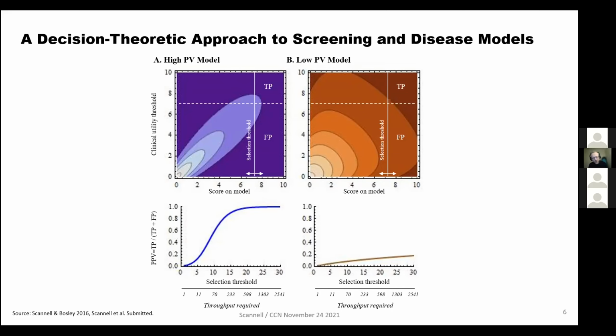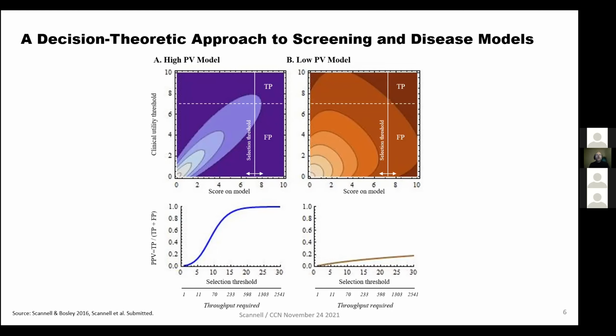And the parameterization here is fairly simple. And if you want it in a bit more detail, there's a source paper at the bottom, Scannell and Bosley 2016. But effectively, one posits a correlation coefficient between the score on the model and clinical utility. You know, compounds are drawn from some probability density function where there is a correlation between these two parameters, which one can vary. And then one effectively searches for compounds that are going to cross some clinical utility threshold, i.e. compounds that would work in people.